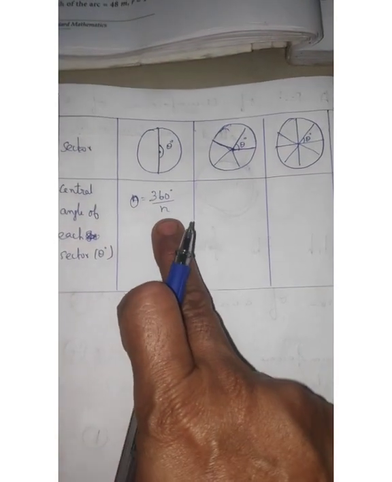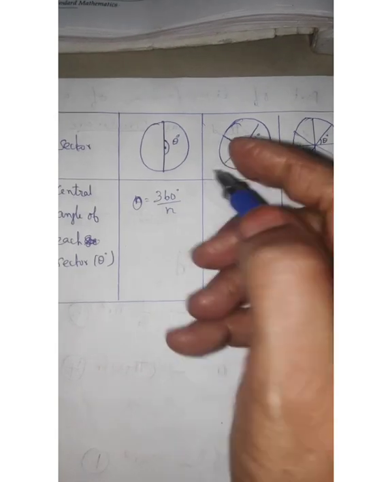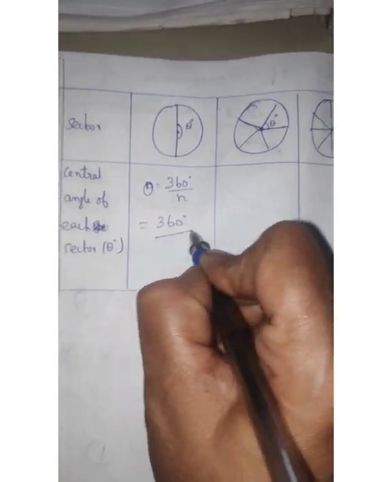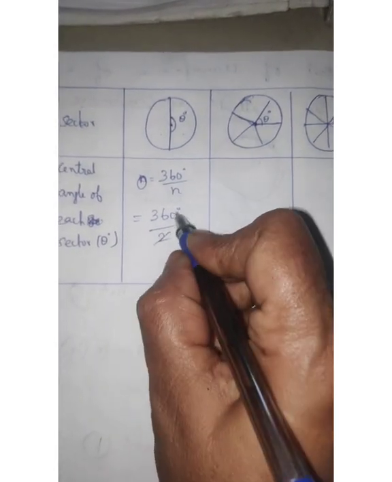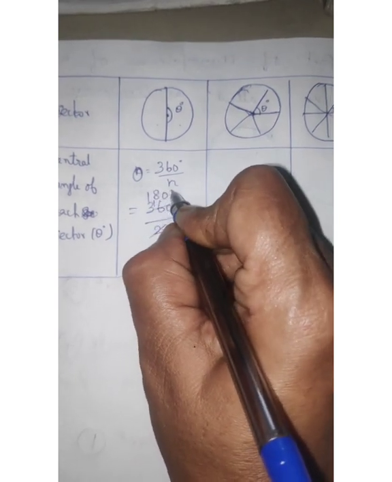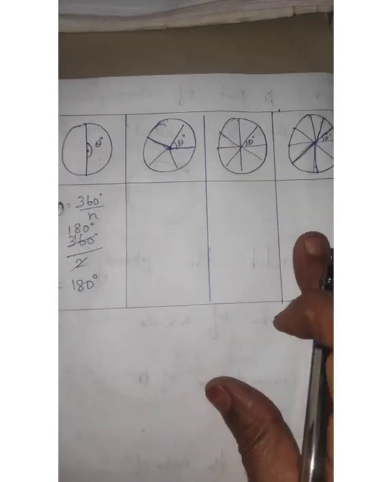What is the meaning of n? It is the number of parts the circle is divided into. For the first circle, 360 degree divided by how many parts are there? First part, second part, so divided by 2. 2 1s are 2, remaining 1, 8 2s are 16, 180 degree. For the first one, 180 degree is the answer.